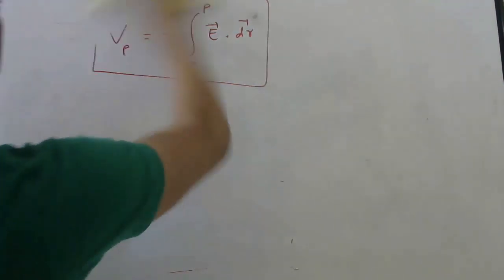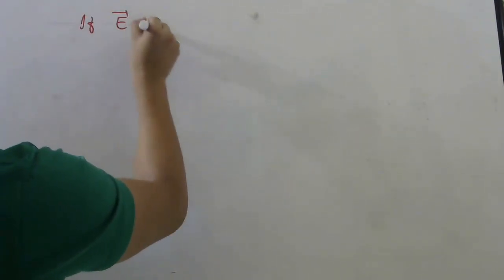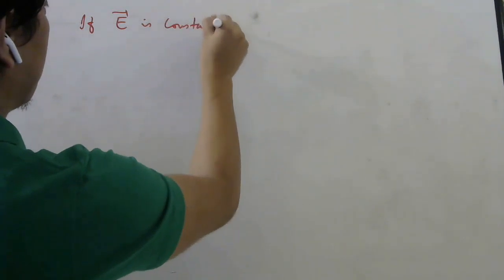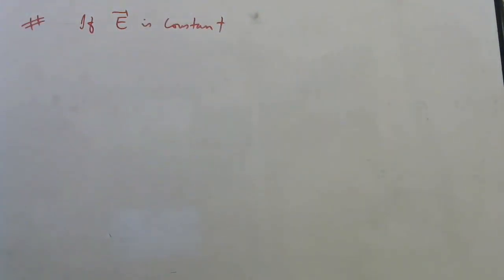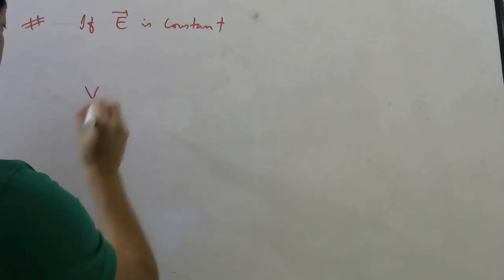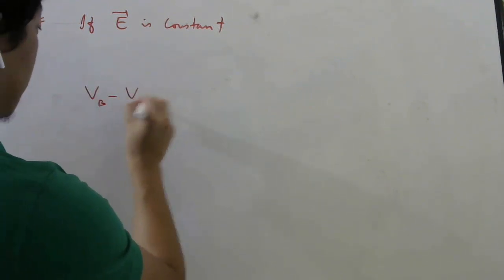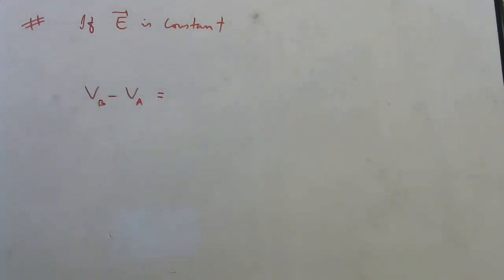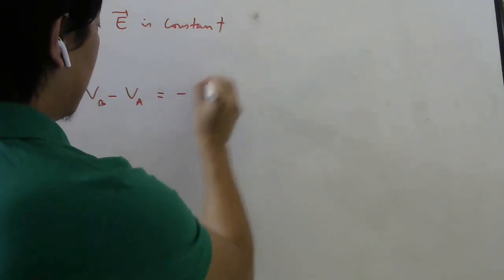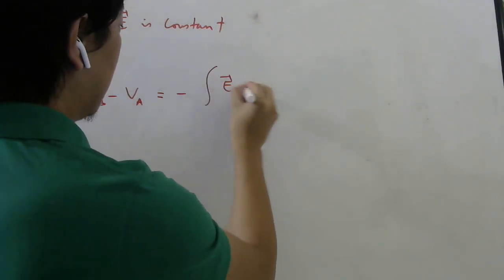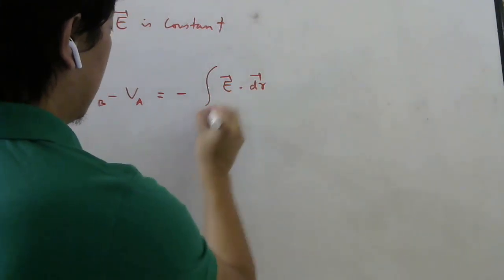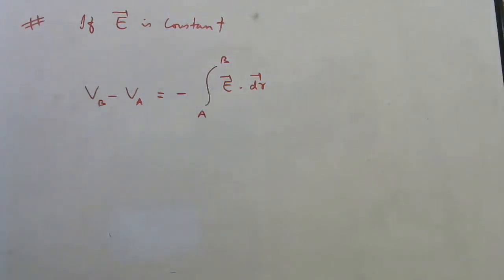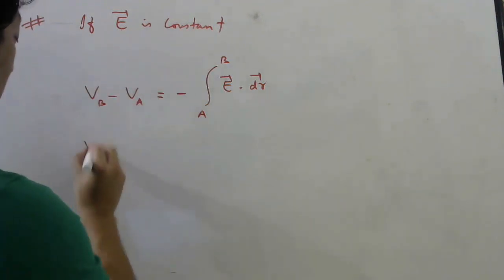Now look carefully. Sometimes your life will be simple if the electric field is constant. So if the electric field is constant, this is very important, then how can I write the potential difference? VB minus VA. Let us go back and remember what it was. It was minus integral E dot dr from A to B. Right, now if the electric field is constant, then see what will happen.